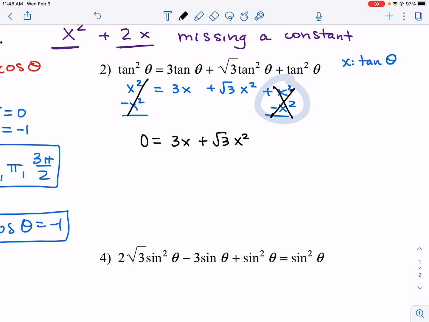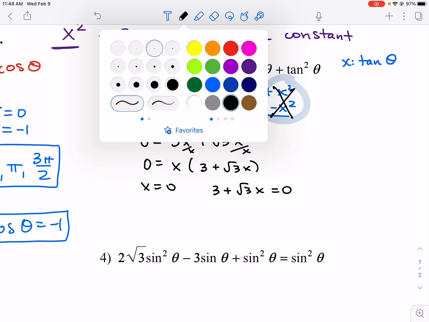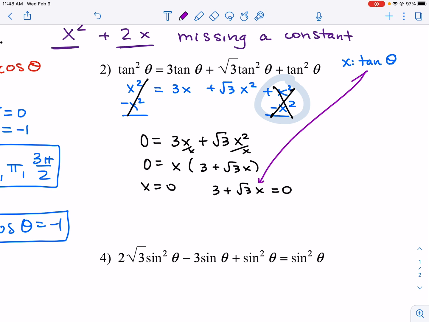The GCF is not 3 in this case because one is a radical 3 and one is the actual 3. So the only GCF we have here is x. And once I divide by x in both of these, I'm going to have 3 plus radical 3 x. So I have x equals 0 and 3 plus radical 3 x equal to 0. Now let's substitute back in our tangent values for our x's. So tangent theta is 0, 3 plus radical 3 tangent theta is 0, and now let's solve.